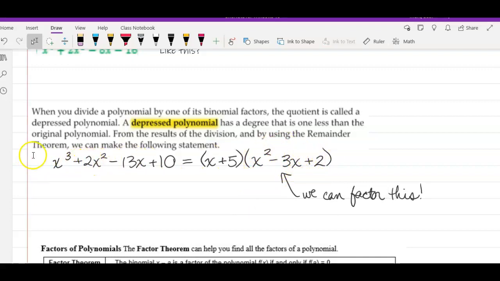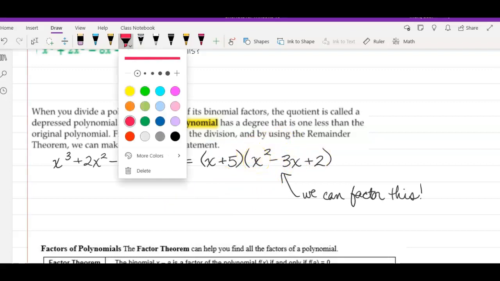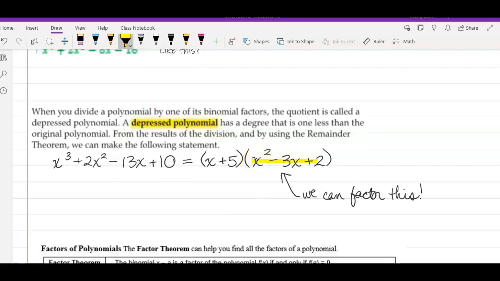Starting over here, x cubed plus 2x squared minus 13x plus 10, we can't really do any factoring at this stage, but if we can get it down to a more manageable degree, like a quadratic degree that we can easily factor, we will be all set. This is called a depressed polynomial right here. Doesn't mean that it's sad in any way, it's just less 1 degree, a depressed polynomial.